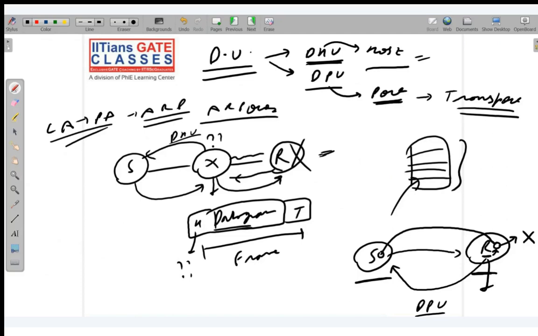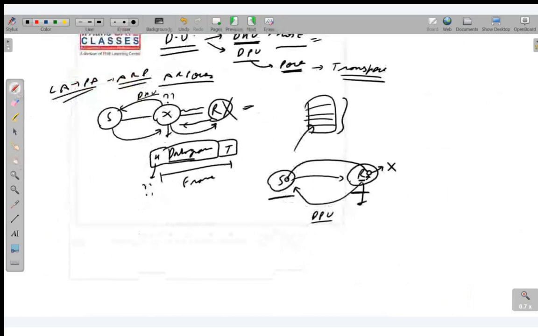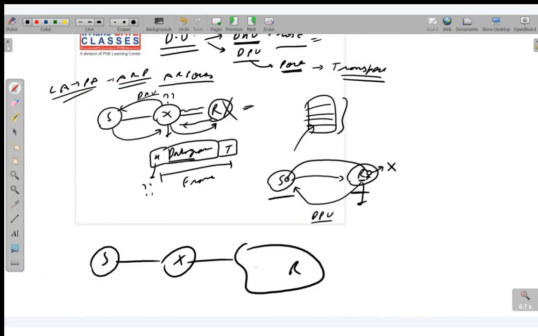Destination port unreachable. Okay, yes, another reason might be, I have told you when I was telling you about fragmentation, that this is the sender, this is the router, and this is the LAN in which the receiver is present.